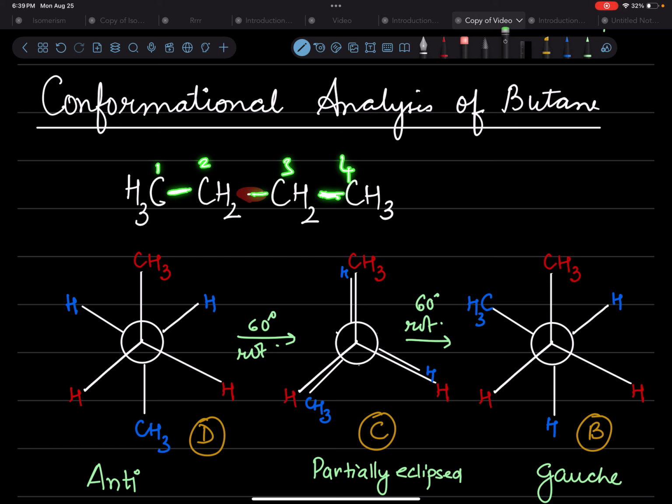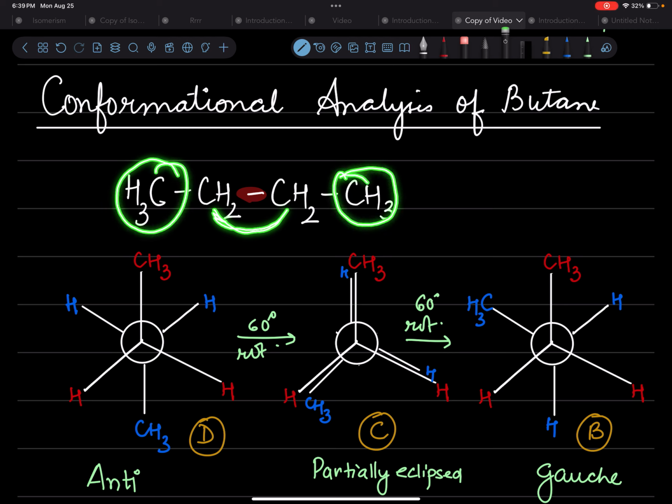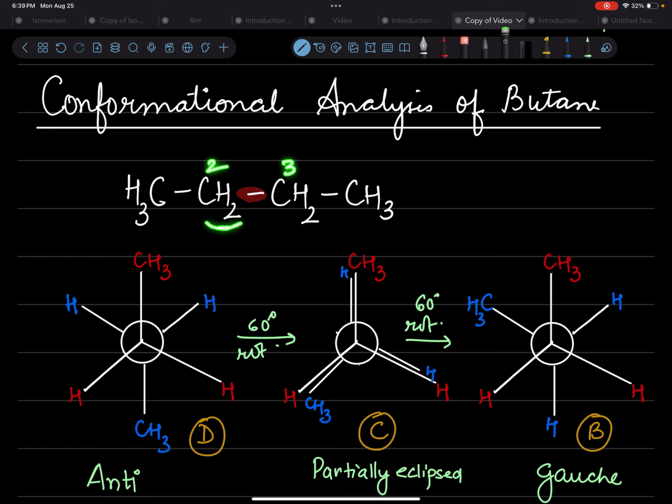But if we study the conformational analysis, keeping our focus on the C2 and C3 bond, then we will get to know how the two methyl groups are going to interact and how the different conformations have different energies and all those things. So we are going to focus on the second carbon and the third carbon. If you look closely, both the carbons are connected to 2 hydrogens and 1 methyl group. So is the case with this one, right?